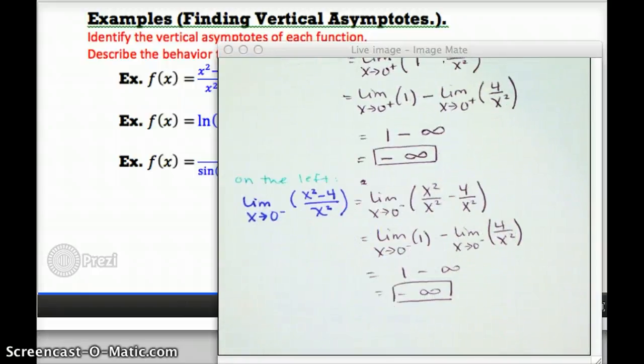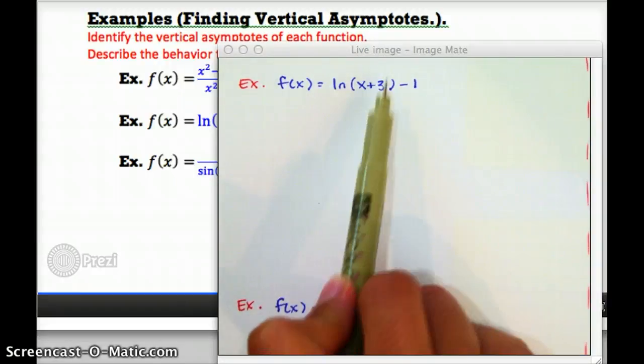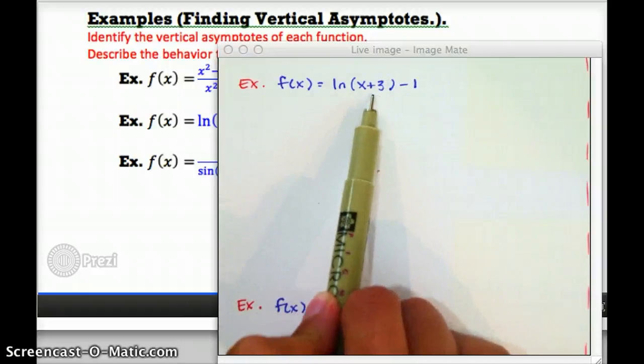For the next example, we'll use a slightly different technique because there is no fraction here. So I can't just find the vertical asymptote by looking at the bottom. But I do recognize that the natural logarithm function has an asymptote. And actually, this natural logarithm has been shifted left 3 units.